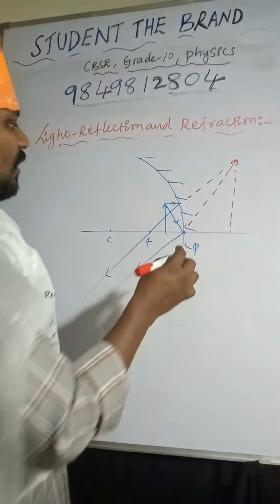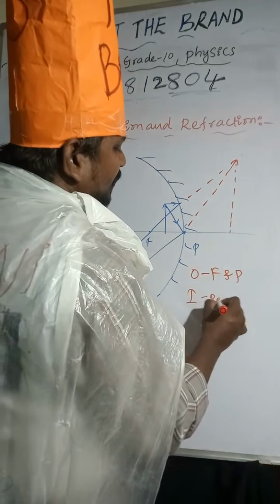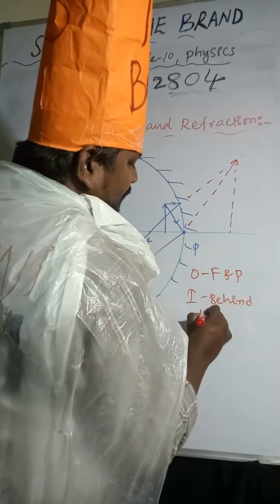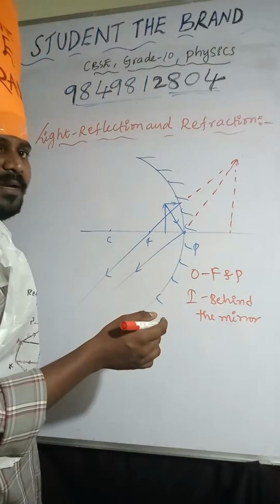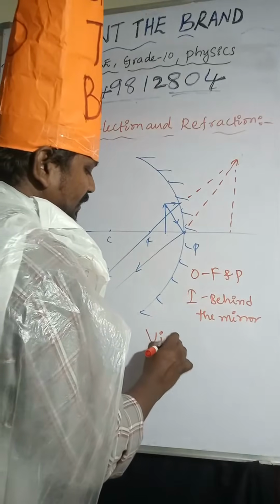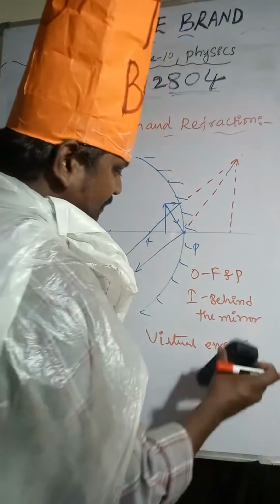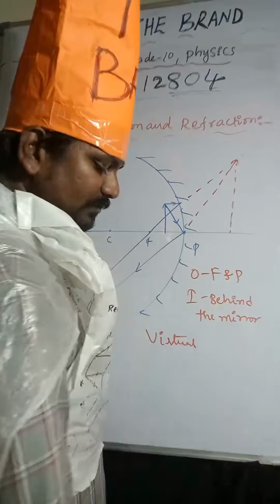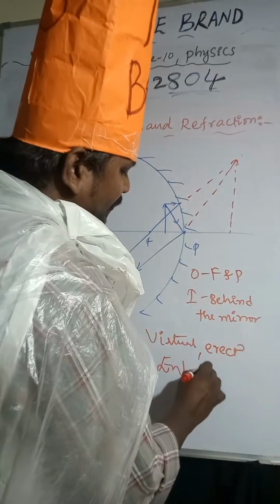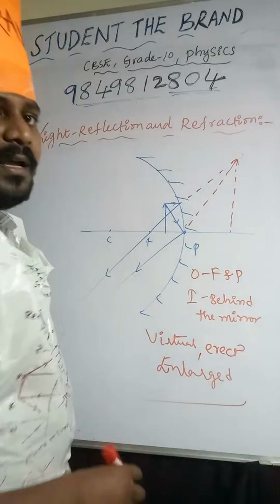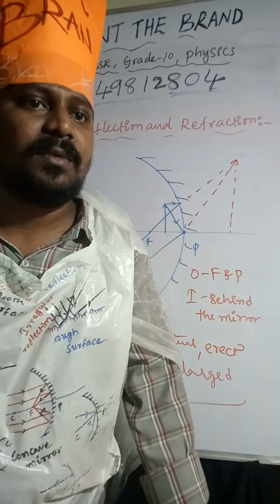Okay, done. So the object is placed between F and P. The image is forming behind the mirror. The nature of the image is virtual, erect and enlarged. Compared to the object, the image size is increased. Is it clear? Clearly the light rays go away from each other.